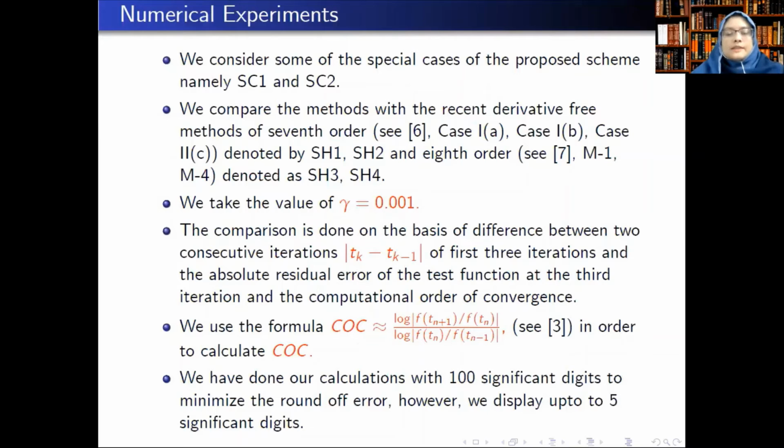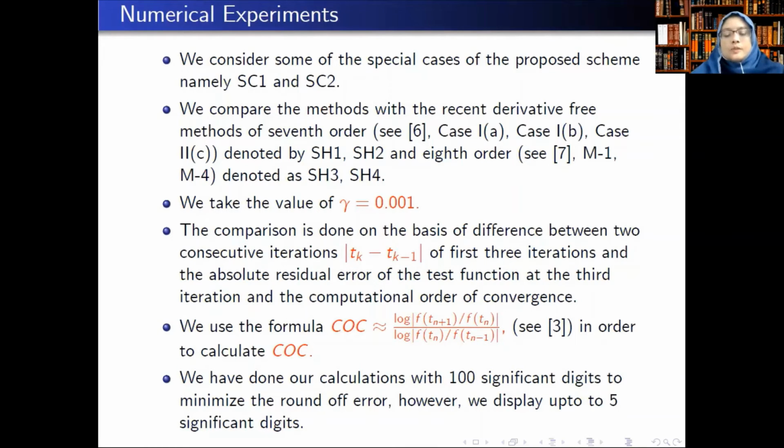For the numerical experiments, we consider the special cases SC1 and SC2, and we compare with the recent derivative-free methods of 7th order and 8th order that were given by Sharma and others in 2019. They are denoted by SH1 and SH2 in the case of 7th order, and SH3 and SH4 in the case of 8th order. We take the value of gamma to be 0.001 for all of these methods, not only our methods, but also the methods taken for comparison here.